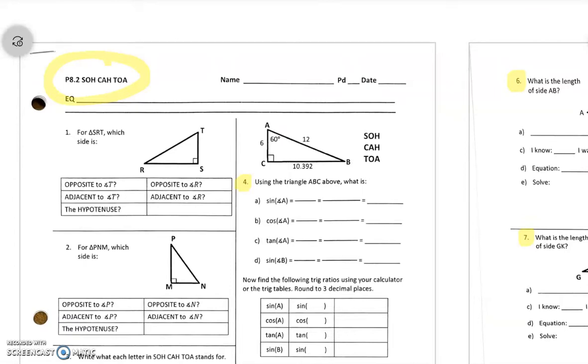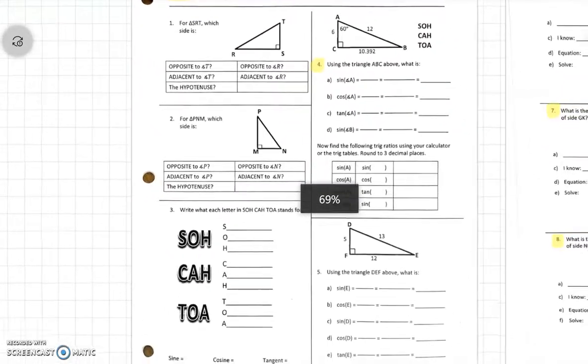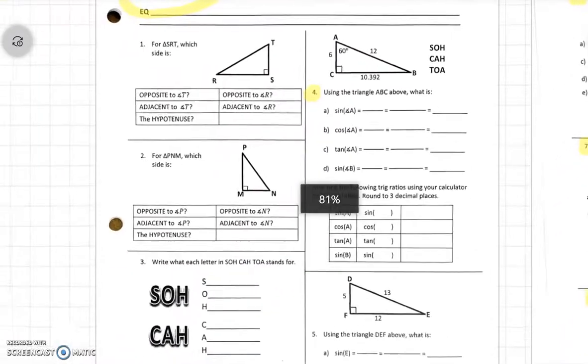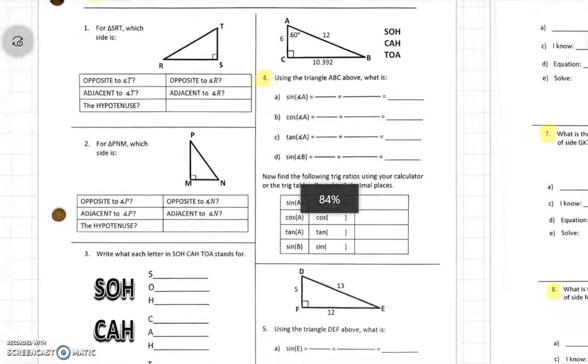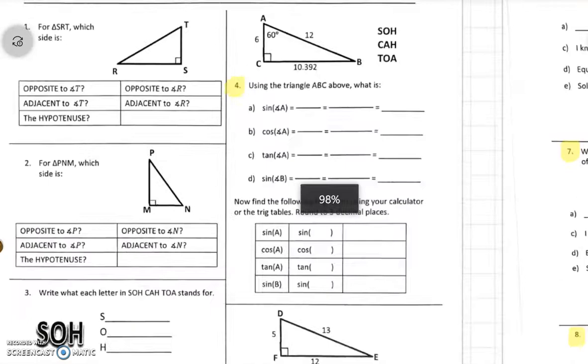8.2 SOHCAHTOA worksheets. We're going to start here with number 4. I figured these first three, 1, 2, and 3, should be pretty easy for you. If not, you need to go back and review the notes video for 8.1 and 8.2.